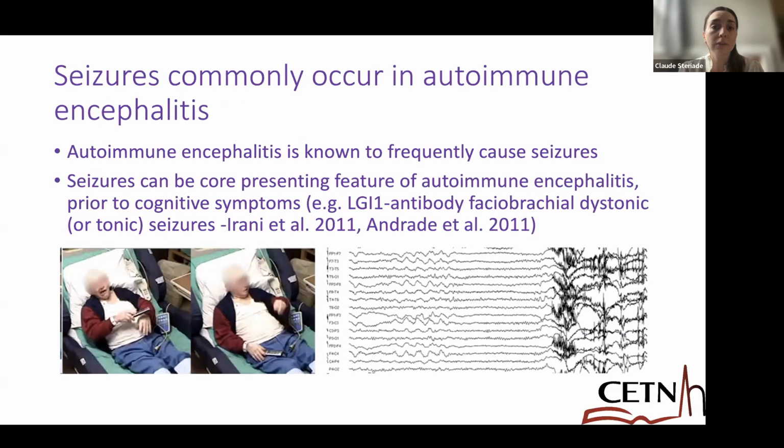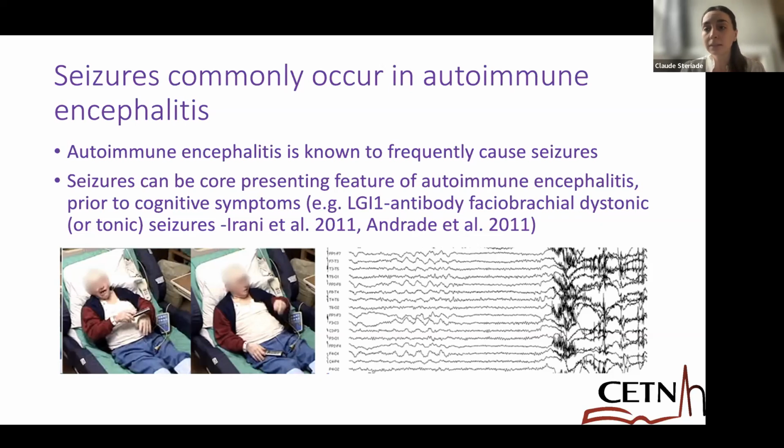So we all know that seizures are very common in the context of autoimmune encephalitis. They frequently cause seizures either as a presenting feature, or the seizures can be a part of the constellation of neurologic symptoms that occur with the full-blown picture of autoimmune encephalitis. In every autoimmune encephalitis and seizure talk, you have to talk about facial brachial dystonic seizures. And the reason for that is that it's a proof of concept of this idea that seizures can be the first presenting sign. So as epileptologists, we can play a really important role in identifying these patients.